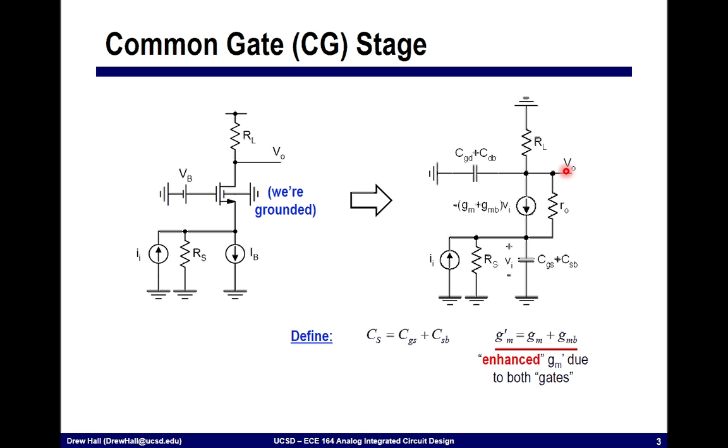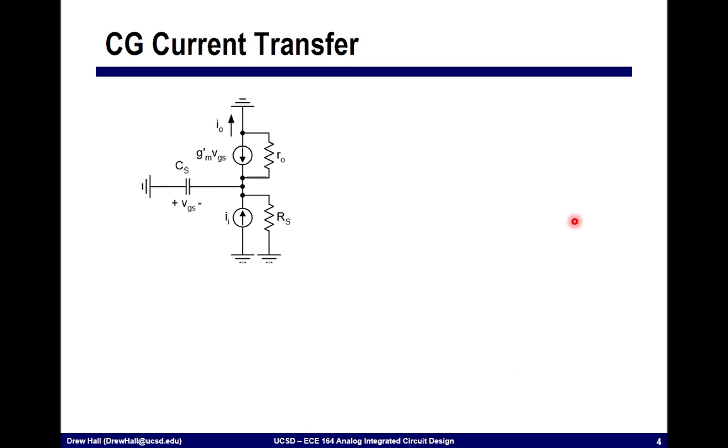All right, so let's analyze this circuit, and we'll start in a couple of different stages. Let's first start by looking at the current transfer function. That is, how does the output current I out relate to the input current I in?